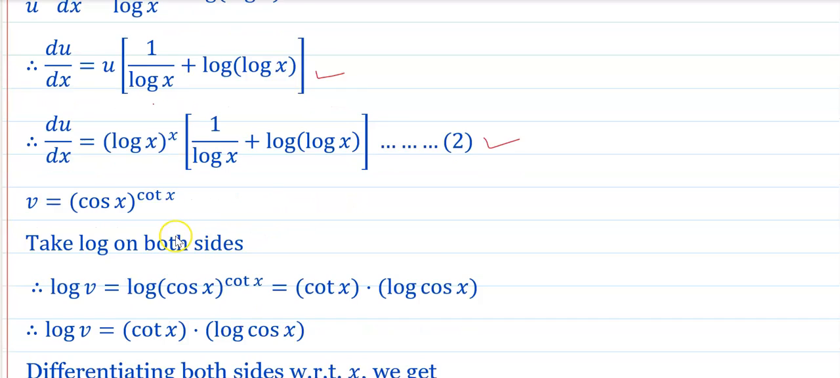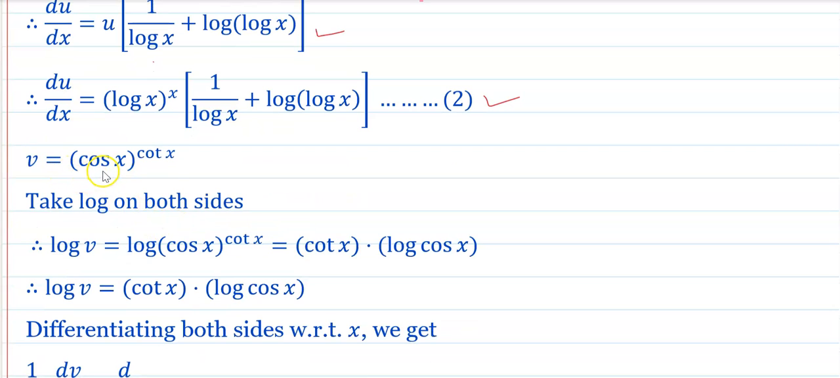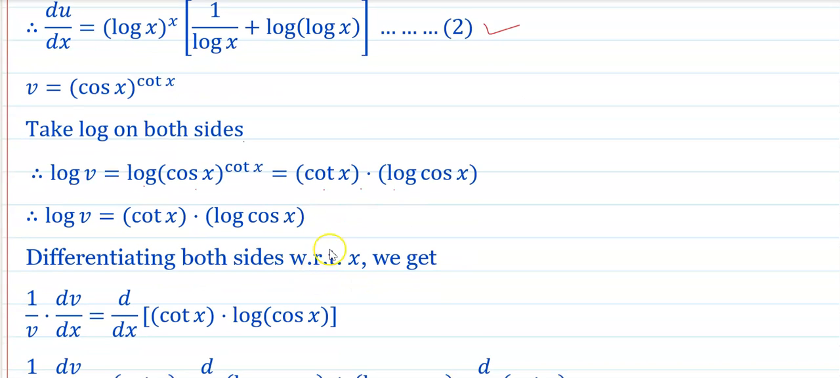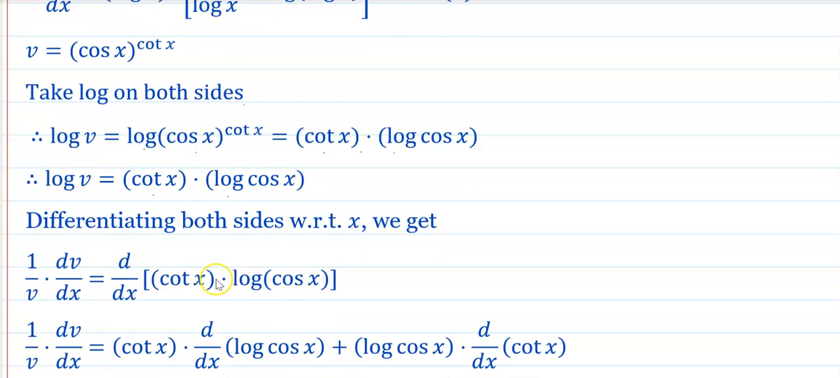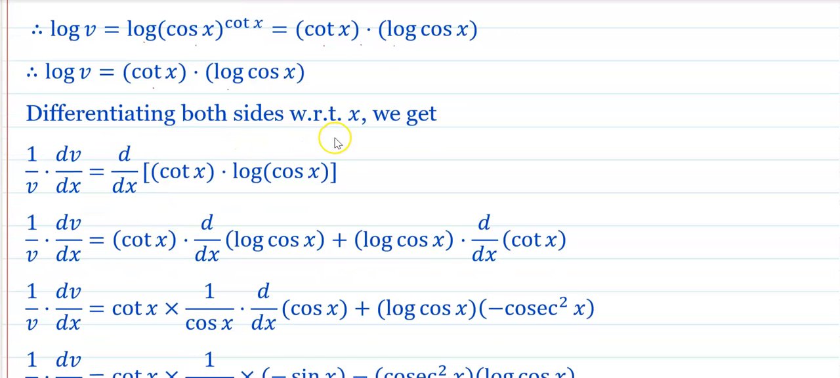Now next v. v is equals to cos of x bracket raised to cot x. Take log on both sides. Therefore, log of v is equals to log of cos of x raised to cot x. Therefore, cot of x into log of cos x. Apply the product rule here. Log of v is equals to cot of x into log of cos x. Now differentiating both sides with respect to x. Log of v means what? 1 upon v into dv by dx.